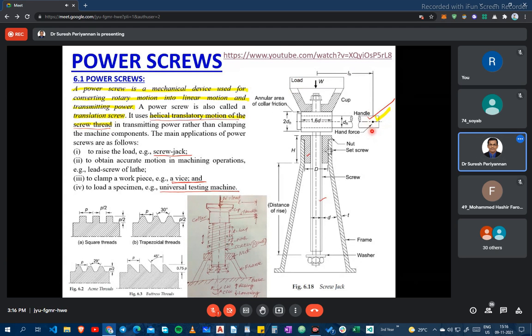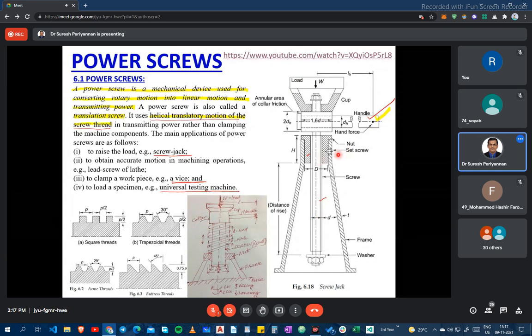And there are various applications, like screw jacks, clamps, vices, and valves. In the screw jack we use power screws. In the vice, which holds the component, we use power screws, and in valves we use power screws. Also, the power screw gives smooth and noiseless service without any maintenance.